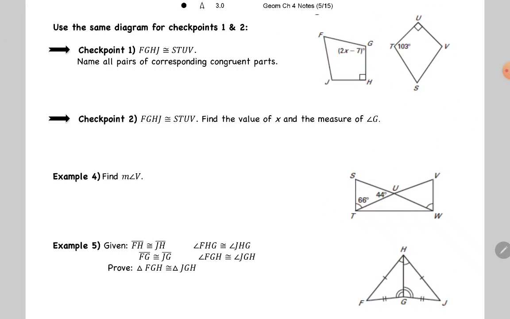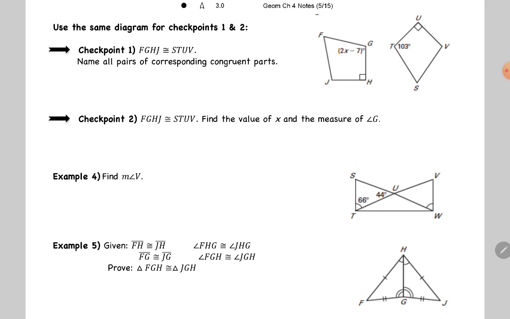All right, now let's look at some more stuff. So use the same diagram for checkpoints 1 and 2, okay? Same diagram. So name all pairs of corresponding congruent parts.